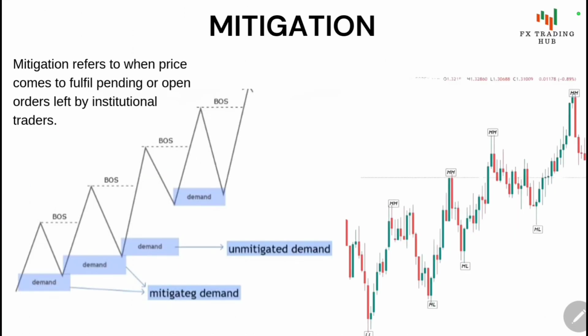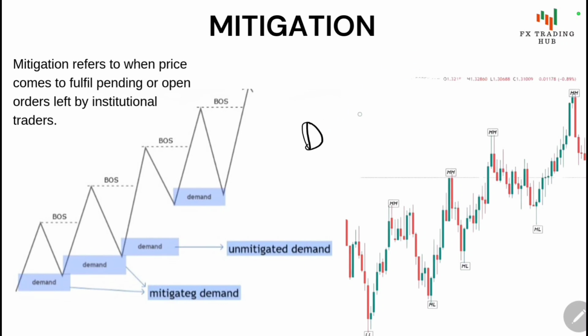Now, what is mitigation? Mitigation refers to price coming to fulfill pending or open orders that are left by institutional traders. When I say institutional traders, I mean the big banks and the hedge funds, highly capitalized traders. What we do as smart money traders is trade in the footprint of the big banks and the hedge funds. We may not have their size of capital, but we know when they leave a footprint, and they leave a footprint by the principle of demand and supply.